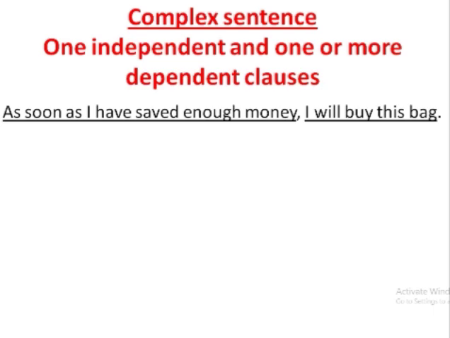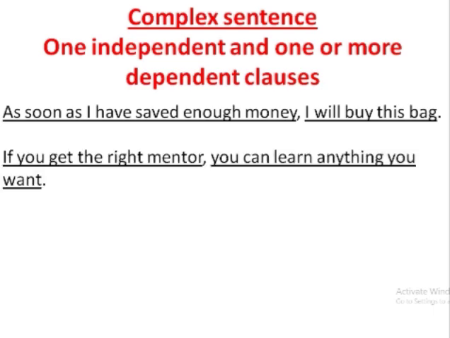Now this part is not enough. This part doesn't stand as a sentence. If you just say as soon as I have saved enough money, so it's not a complete sentence. Then there's a question. Yes, what next? As soon as you have saved enough money, then what next? It means this is dependent on another independent clause which is joined to it. And now if we join these 2, we make a complex sentence which makes sense.